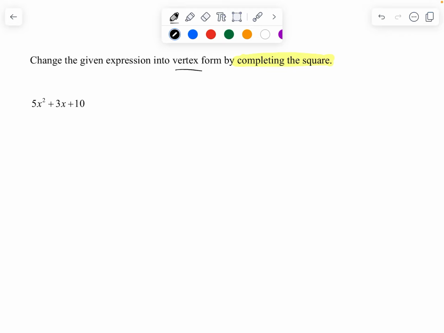Vertex form is the format where we end up with something squared, potentially plus a number, maybe with another number in front of that parenthesis, right? That's the main, and you get vertex form. That's a natural follow by completing the square. The whole point of completing the square is getting a perfect square trinomial, and that is the crux of vertex form, right? So that's all we're going to be doing for this problem, is completing the square.